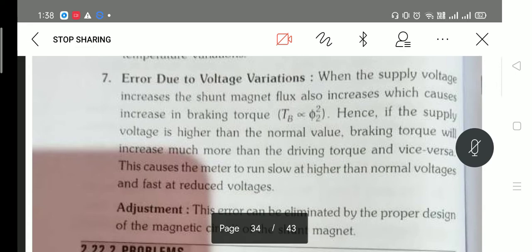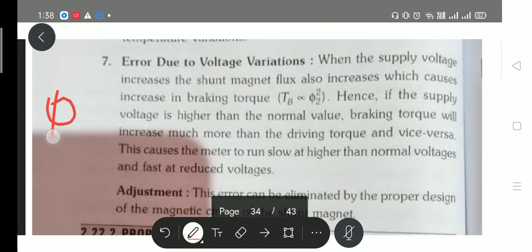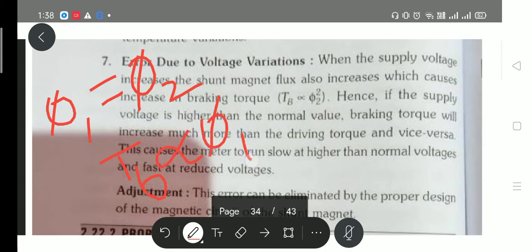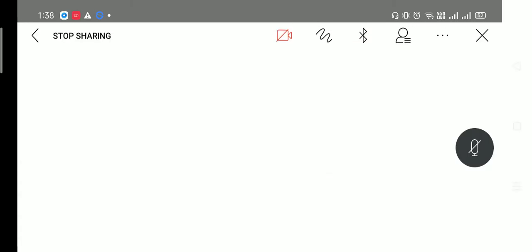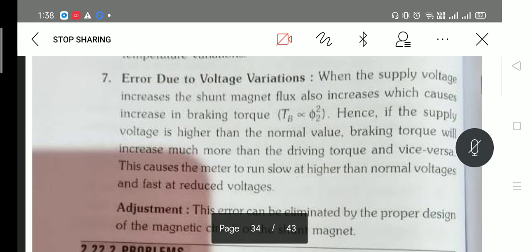Here phi 1 is equal to phi 2, so we can take TB is proportional to phi 1 phi 2. Both the fluxes are the same, so TB is proportional to phi 2 squared. From the braking magnet, TB is proportional to phi 2 squared.